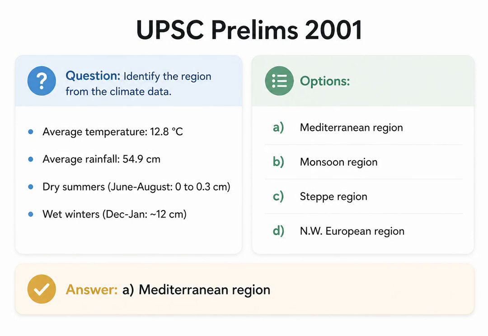In 2001, a climate table showed an average temperature of 12.8 degrees and rainfall of about 55 centimeters. The defining feature here was the rainfall distribution, almost zero rain during the summer months of June, July, and August, but heavy rain in the winter months of December and January. This classic pattern of dry summers and wet winters is the hallmark of the Mediterranean climate.